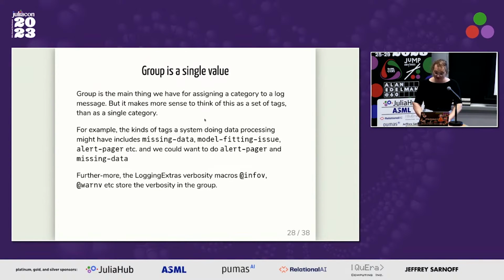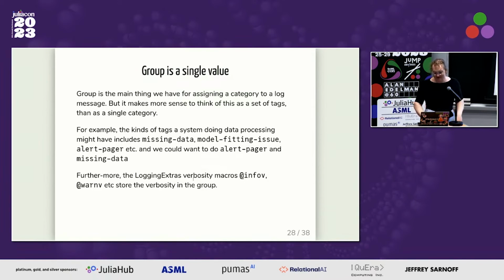Other things, so group is a single value. So I mentioned before, we might want to use group to send something to the data science team. We might want to use group to decide if we should send a pager alert. But we might want to use group to say, actually, yes, send it to the data science team, but also send a pager alert. Because group is just a single value, and a lot of the code expects group to be a single value, we can't do that because that's two values, too many values.